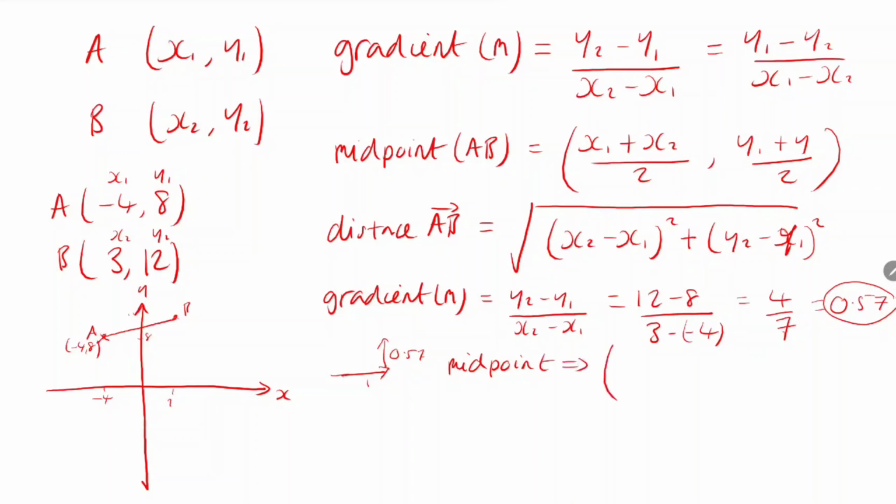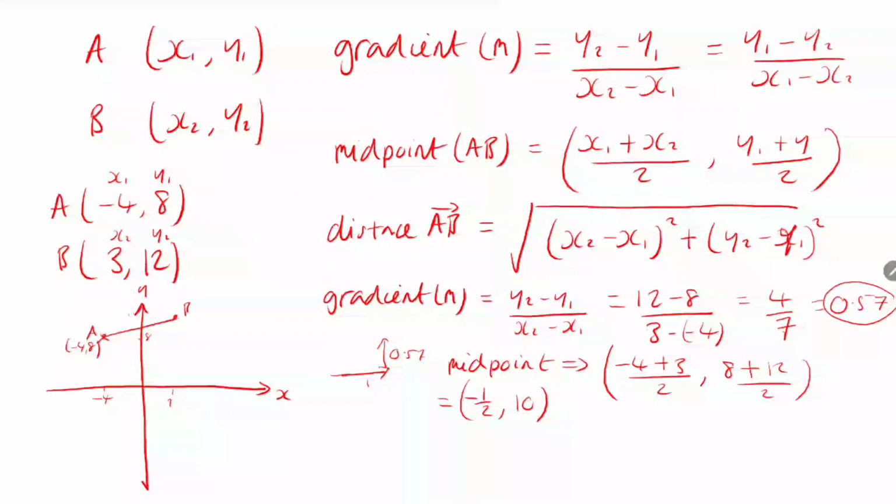Then to find our midpoint, we substitute our values into our second formula, so x1 plus x2. So we're going to have minus 4 plus 3 over 2, and 8 plus 12 over 2. That gives us minus 4 plus 3, which is minus 1, minus 1 over 2, which is minus a half, and 8 plus 12, which is 20, over 2, which is 10.